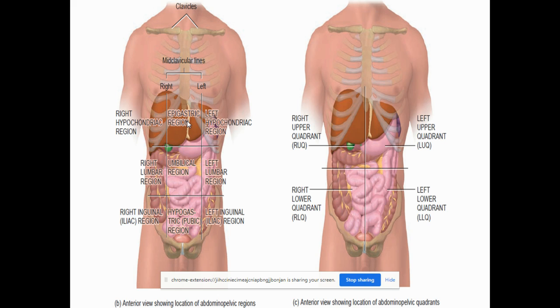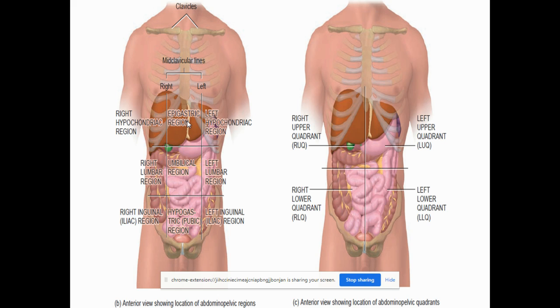What is the weight of the liver? It will approximately weigh up to 1.4 to 1.5 kg in an average adult. So you can see it is the largest organ, the heaviest organ, and when you compare it to the skin, it covers a very large area. Next to the skin, the liver is the next largest organ.